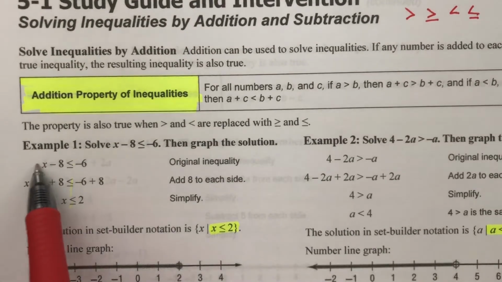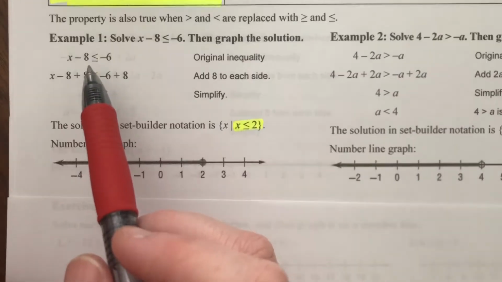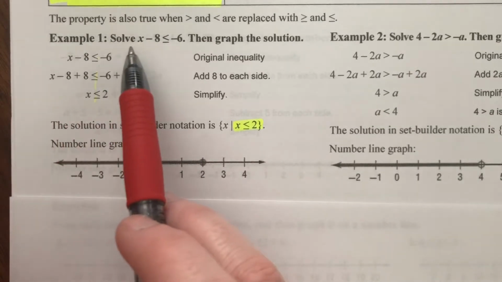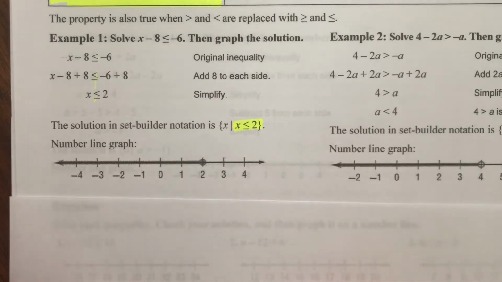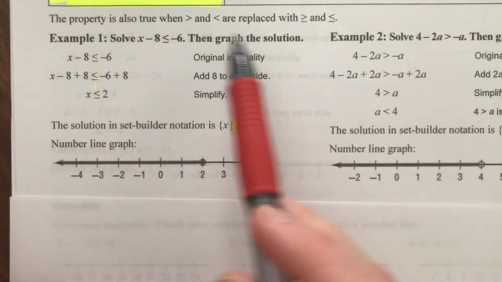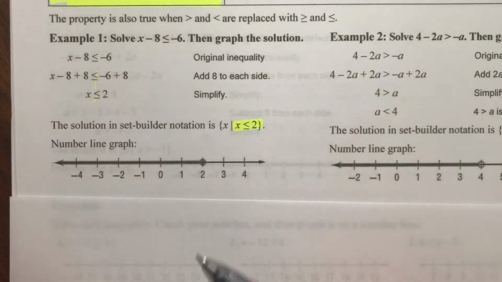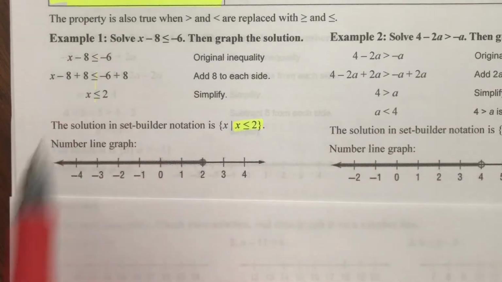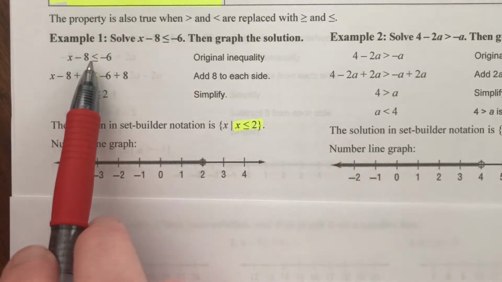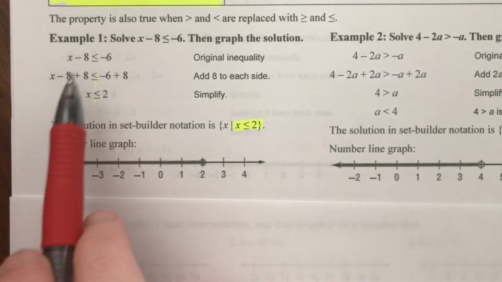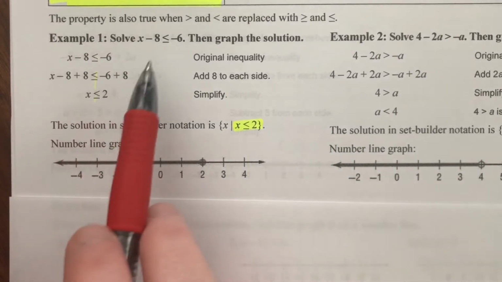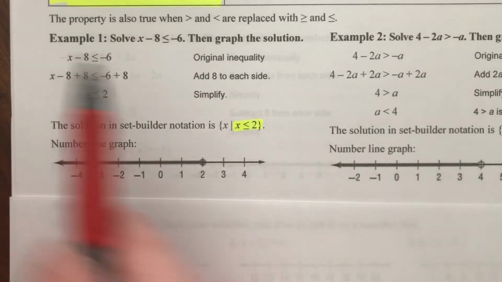Okay, so we're going to do this first example here. This is for addition. We have x minus 8 is less than or equal to negative 6, okay? And once we solve, then we have to graph the solution on a number line. So here, we start off with our inequality. We're going to treat this inequality symbol just like an equal sign. So whatever we do on one side of the inequality, we've got to do the same thing on the other side to keep them level, right?